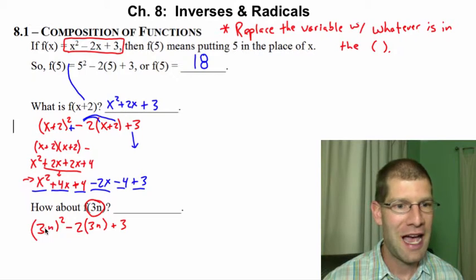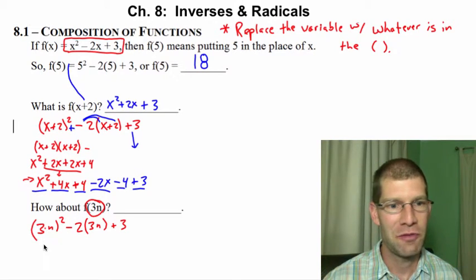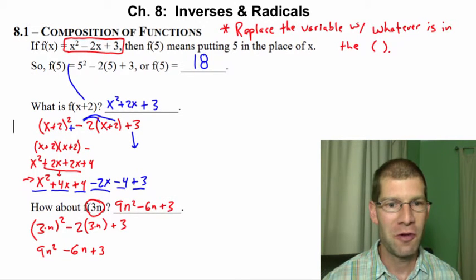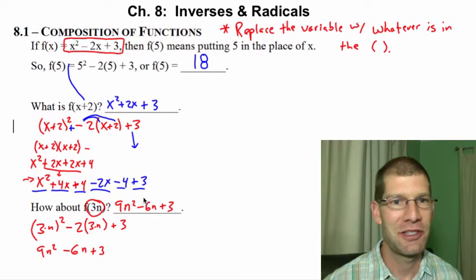When we have 3 times n all squared, that becomes 3 squared n squared, so 9n squared. Then we have this minus 2 times a 3n gives me a minus 6n. Then we have a plus 3. So that's our final answer. I'll write it in the blank here: 9n squared minus 6n plus 3. Way easier when we don't have a plus like this x plus 2.